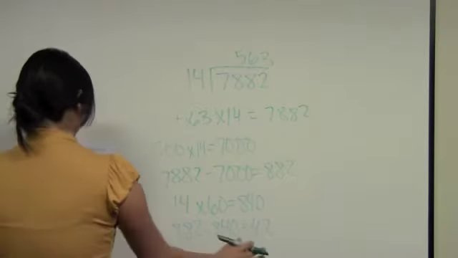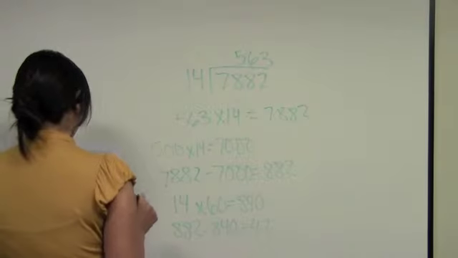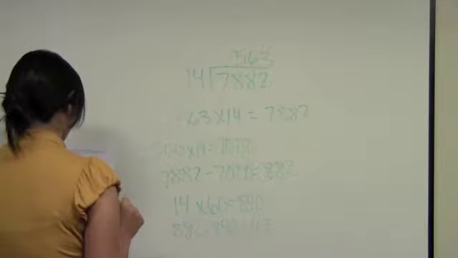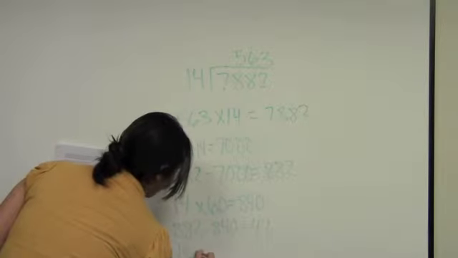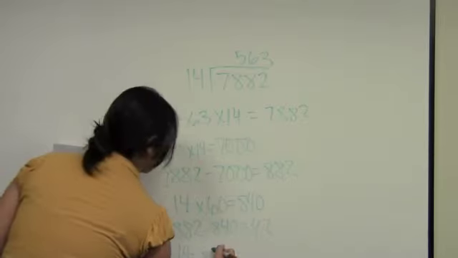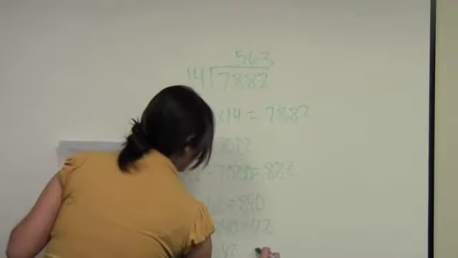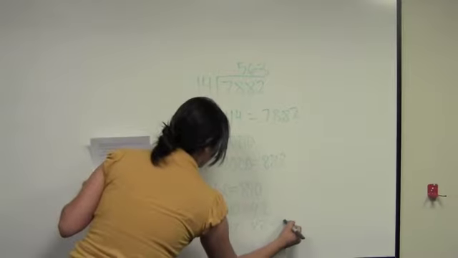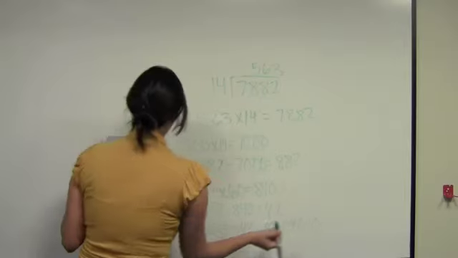Now, using our new dividend, 42, we can find the maximum times that 14 can go into 42 and subtract it from the dividend. 14 times 3 equals 42. And 42 minus 42 equals 0. So we have reached the end of the division.